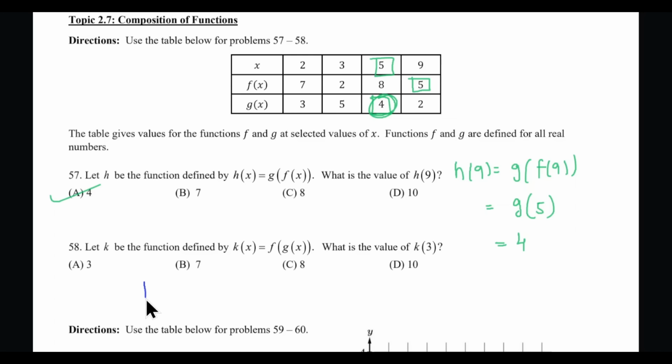Here we need to find k of 3. So k of 3 is given by f of g of 3. What is g of 3, guys? At x equal to 3, g is 5. So it's 5. And what is f of 5, guys? At x equal to 5, f is 8. So the answer is 8 over here, which is option C.